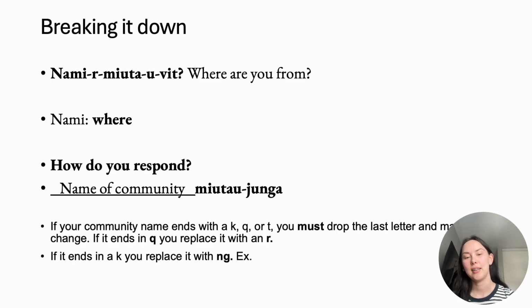And if it's a K, usually it'll end up changing into an NG. So instead of trying to think of a K sounding community, I'm thinking of the Q ones. Anyways, it would turn into an NG. If it's a vowel like Ottawa, it's a lot easier. You would just say Ottawa Miutau. But Q, change it to an R. K, change it to an NG.